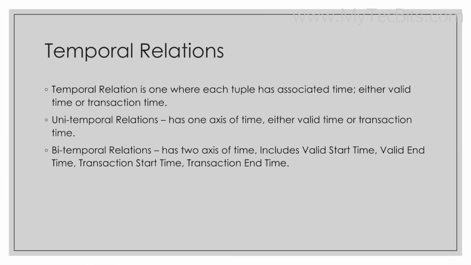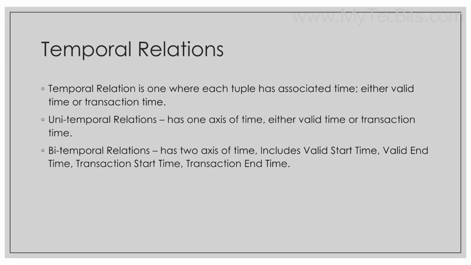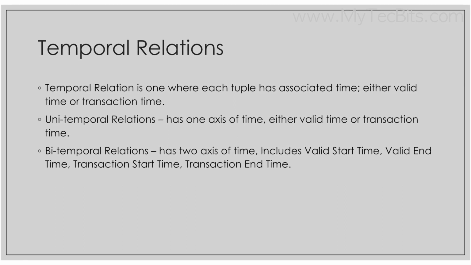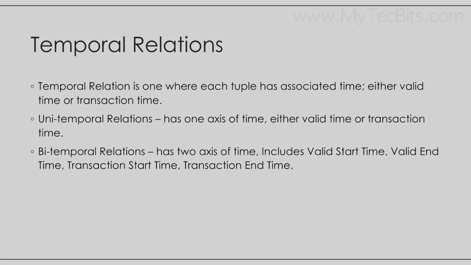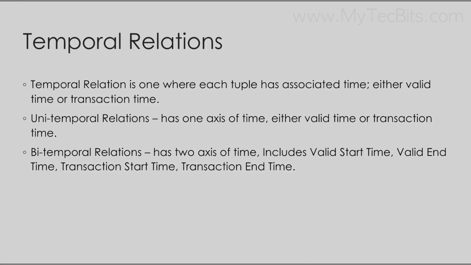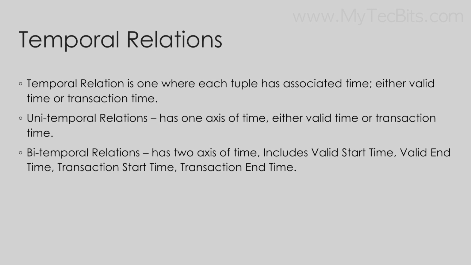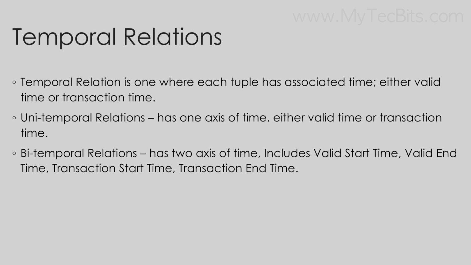So temporal databases have temporal relations where each tuple has either valid time or transaction time or both associated with it. If the relation has only one aspect of time, then it is called the unitemporal relation. And if it has both aspects of time associated, then it is called the bitemporal relation.